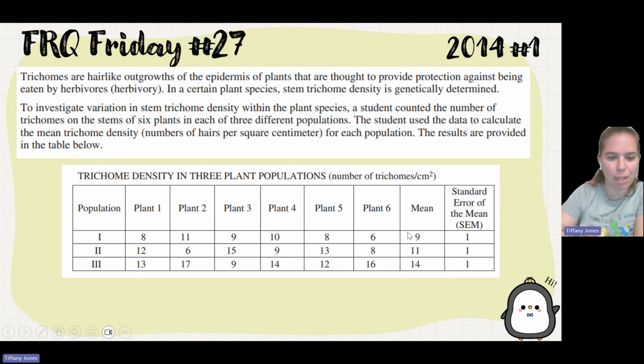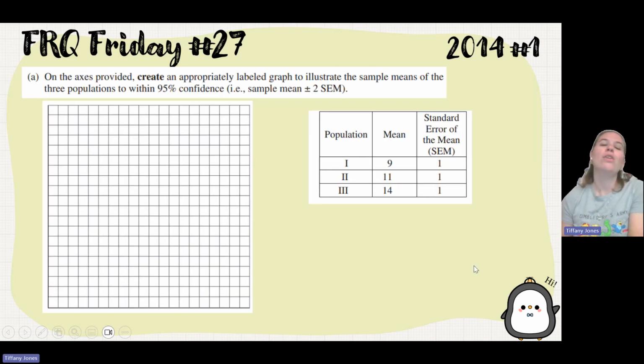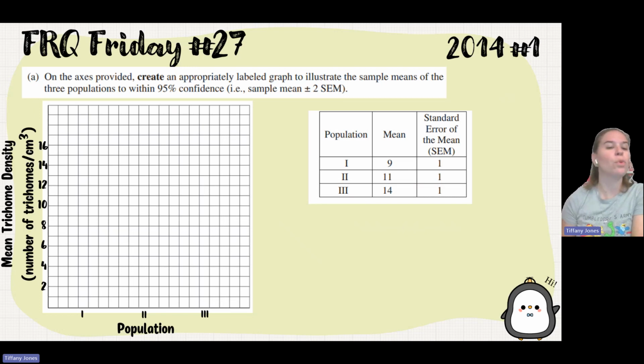So here I see my population 1, and I can see the 6 different plants plus the mean and the standard error of the mean, and you can see that for all 3 populations. So on the axis provided, create an appropriately labeled graph to illustrate the sample means of the 3 populations to within 95% confidence, i.e. sample mean plus or minus 2 SEM. Okay, so because my data is categorical, I know this is going to be a bar graph. So I'm going to label my x-axis. I've got my 1, 2, and 3 populations, and I'm going to label my y-axis the mean trichome density, which the units will be the number of trichomes per centimeter cubed.